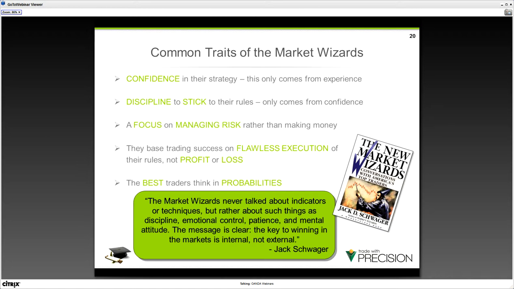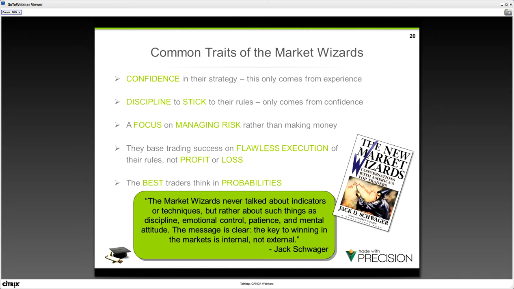Okay, we've talked about this one before on some previous webinars, in terms of thinking about your risk first on a trade rather than how much you stand to profit from the transaction itself. What do I actually stand to lose on this trade is really the proper way to approach the markets and think about your trade setup.